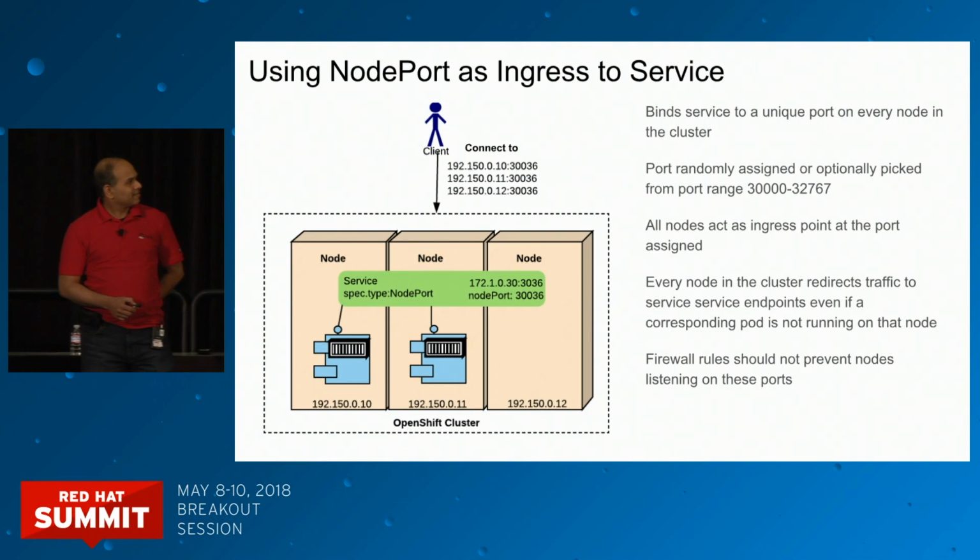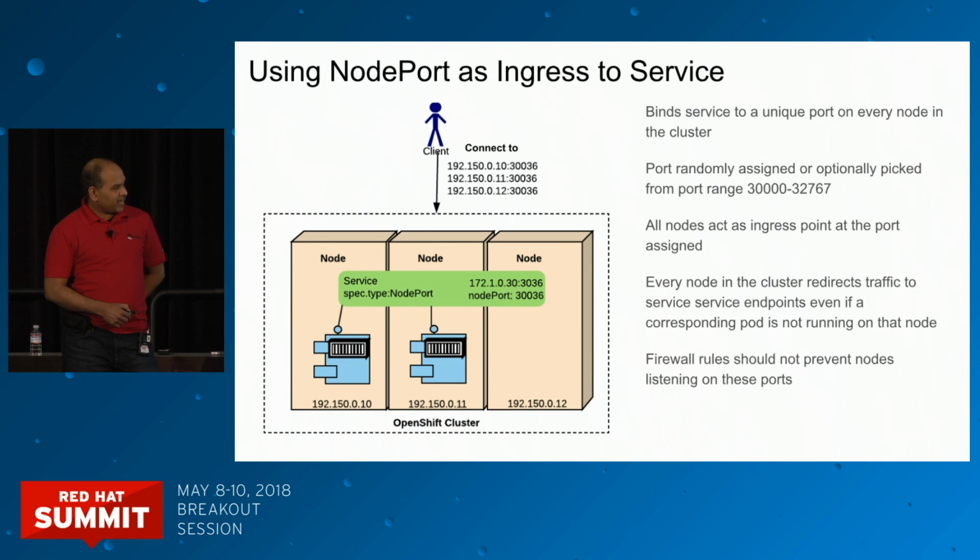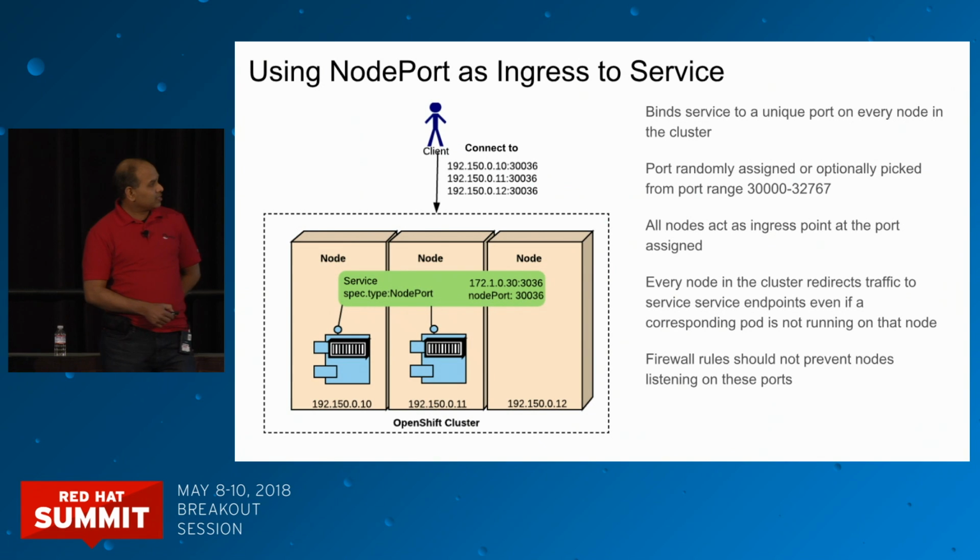The first one is a node port approach, where when you create a service, you define the type as node port. When you do that, what OpenShift does is when it brings up this service, it allocates a port in the range of port 30,000 to 32,767 on every node on the cluster. So one of the port numbers is blocked across all the nodes in the cluster.